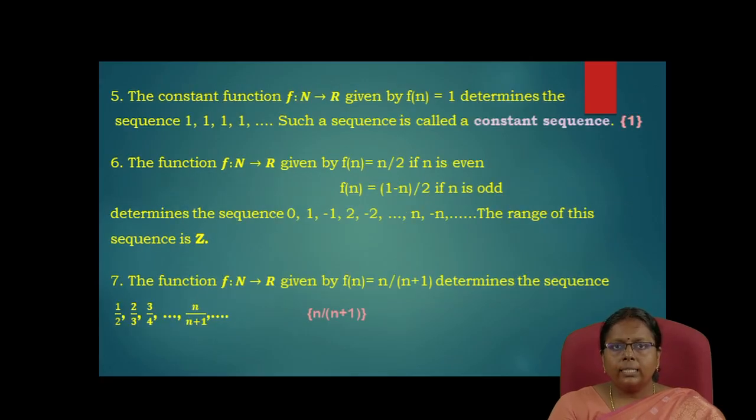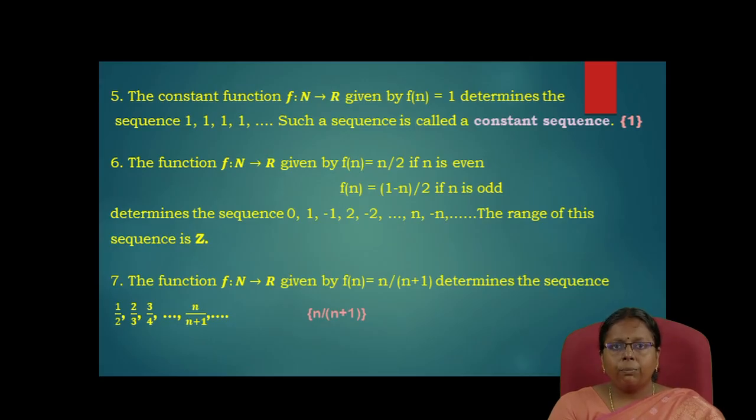Now, we will consider the constant sequence. Here also we consider the function f from N to R and define f of n equal to 1. In the place of 1, I can put any constant. So, this determines the sequence called the constant sequence. In the sixth example, f from N to R is given by f of n equal to n by 2 if n is even and 1 minus n by 2 if n is odd, which determines the sequence 0, 1, minus 1, 2, minus 2, etc. The range of the sequence is Z, which is nothing but the set of all integers.